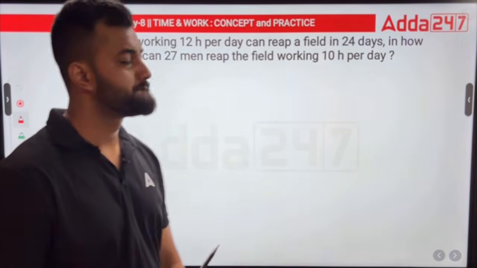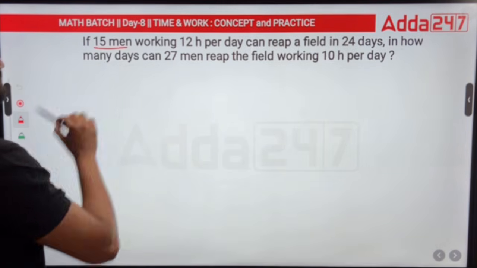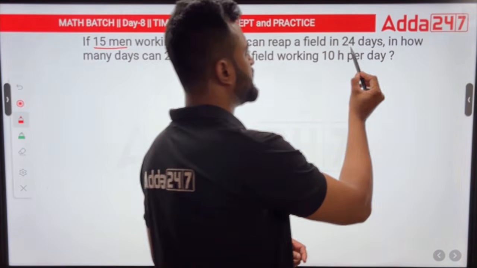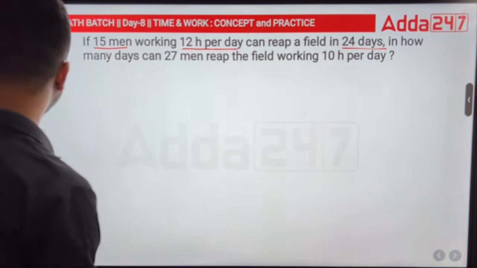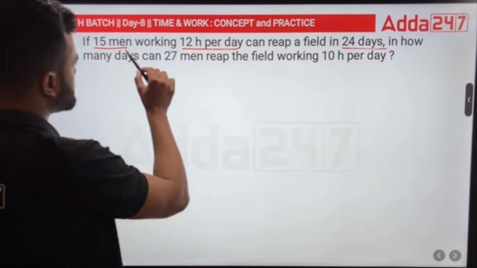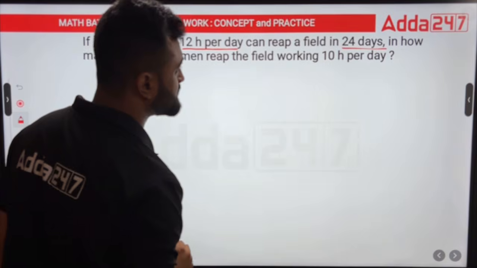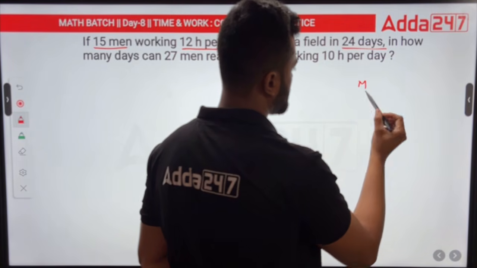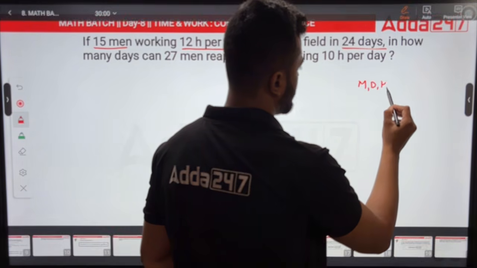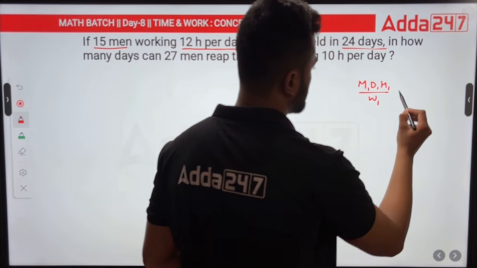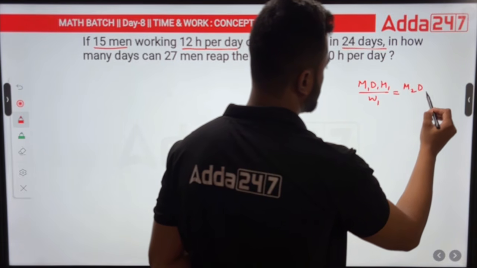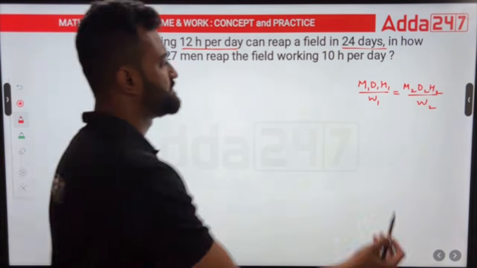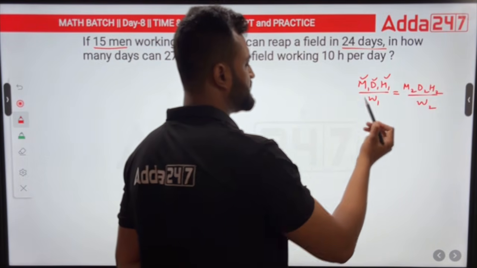Like, see, out here, what's given? 15 men working 12 hours per day can reap a field in 24 days. Okay, that means what they have given is, they have given you number of men, they have given you time, and they have given you days. So what do we have? We have the formula, right? We have M1 D1 H1 divided by W1 equal to M2 D2 H2 divided by W2. Yes. So we have men given to us, day and hour given to us. Did we give work?